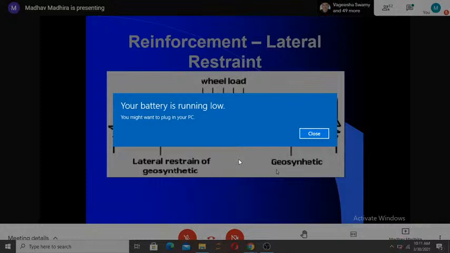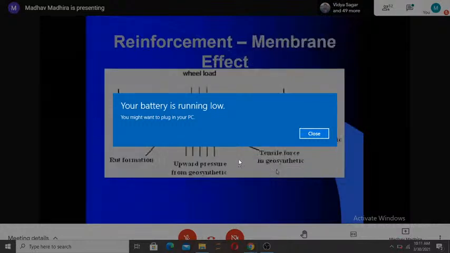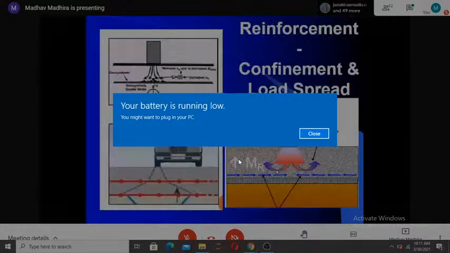You can also intercept the failure mechanism so the bearing capacity increases. The membrane action means when you put the load, it is transmitted away from the load because of the tension in the material. And all of them increase your confinement and the load spread is much higher. I want you to see here, normal load spread is 2:1, but once you have geosynthetic, the load is spread over a much wider area. We've calculated in some of the cases up to about 60, 70, 80 degrees.